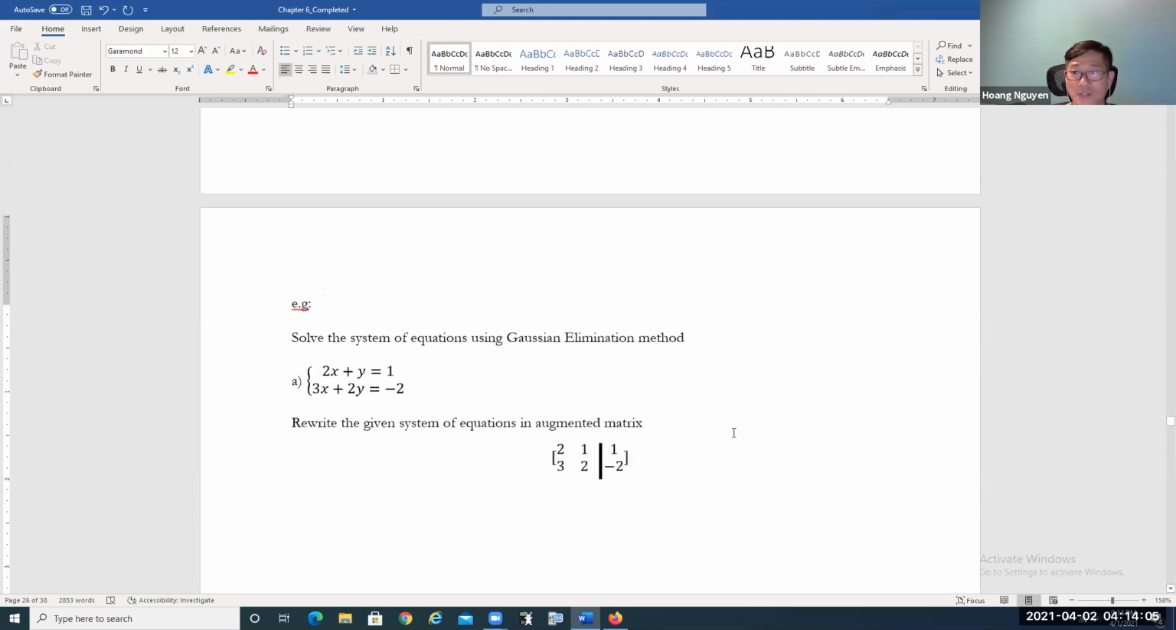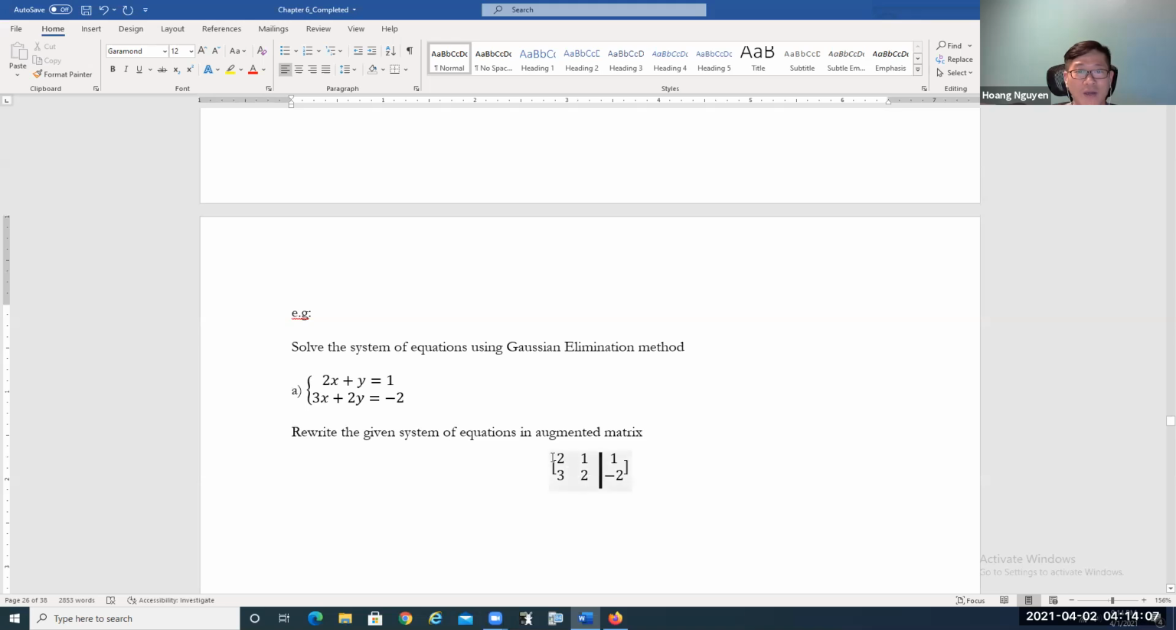Okay, so based on the summary that we have earlier, now let's take a look at these coefficients. The elements on the main diagonal should be 1, and the numbers below that are going to be 0. So I'm going to start with the first column, with this element. I want to make that element equal 1. So what are we going to do?